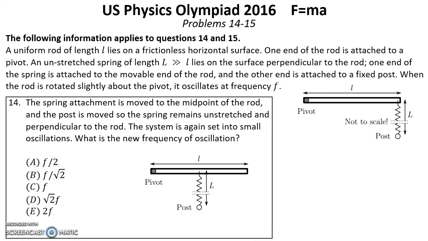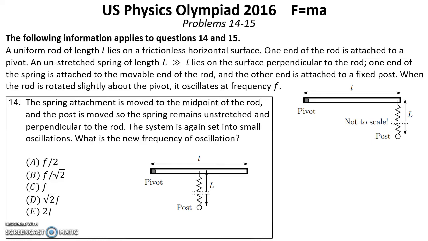An unstretched spring of length L, much greater than small l, lies on the surface perpendicular to the rod. One end of the spring is attached to the movable end of the rod, and the other end is attached to a fixed post. When the rod is rotated slightly about the pivot, it oscillates at frequency f.